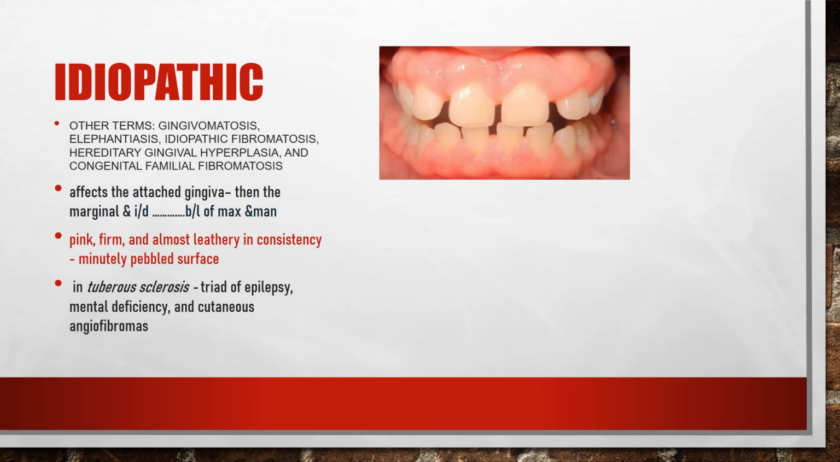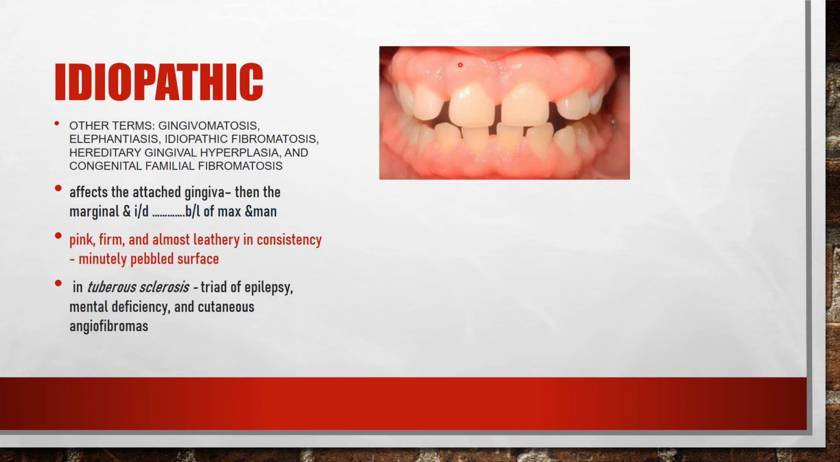Then coming to the idiopathic gingival enlargement, that is due to an unknown reason. It can be called gingivomatosis, elephantiasis, idiopathic fibromatosis, hereditary gingival hyperplasia, and congenital familial fibromatosis. This mostly affects the attached gingiva first, and then it involves the marginal and interdental region. You can see it in both the maxilla and mandible, on both buccal and lingual sides.